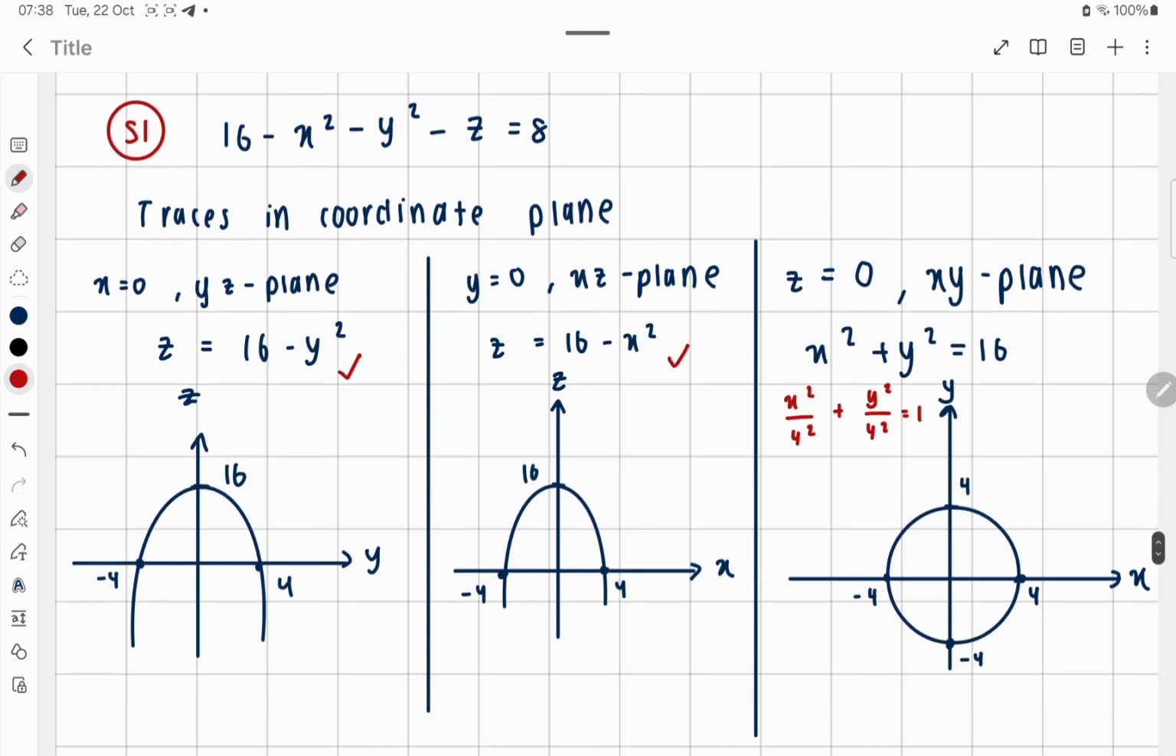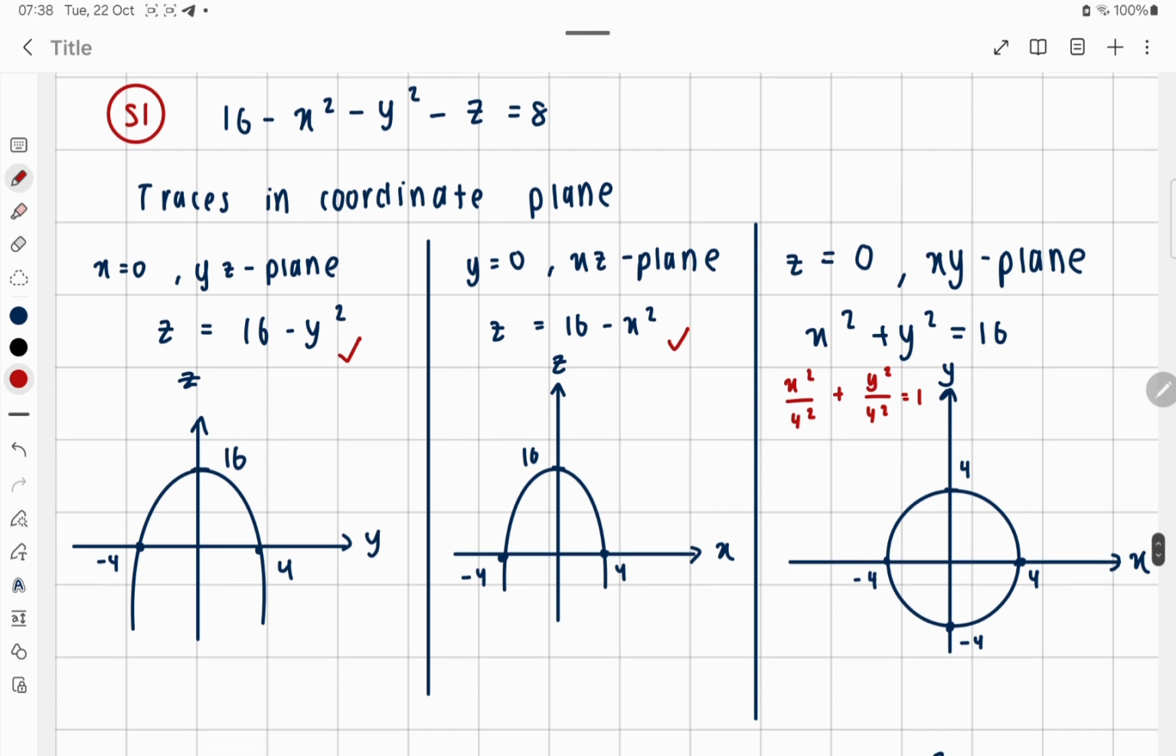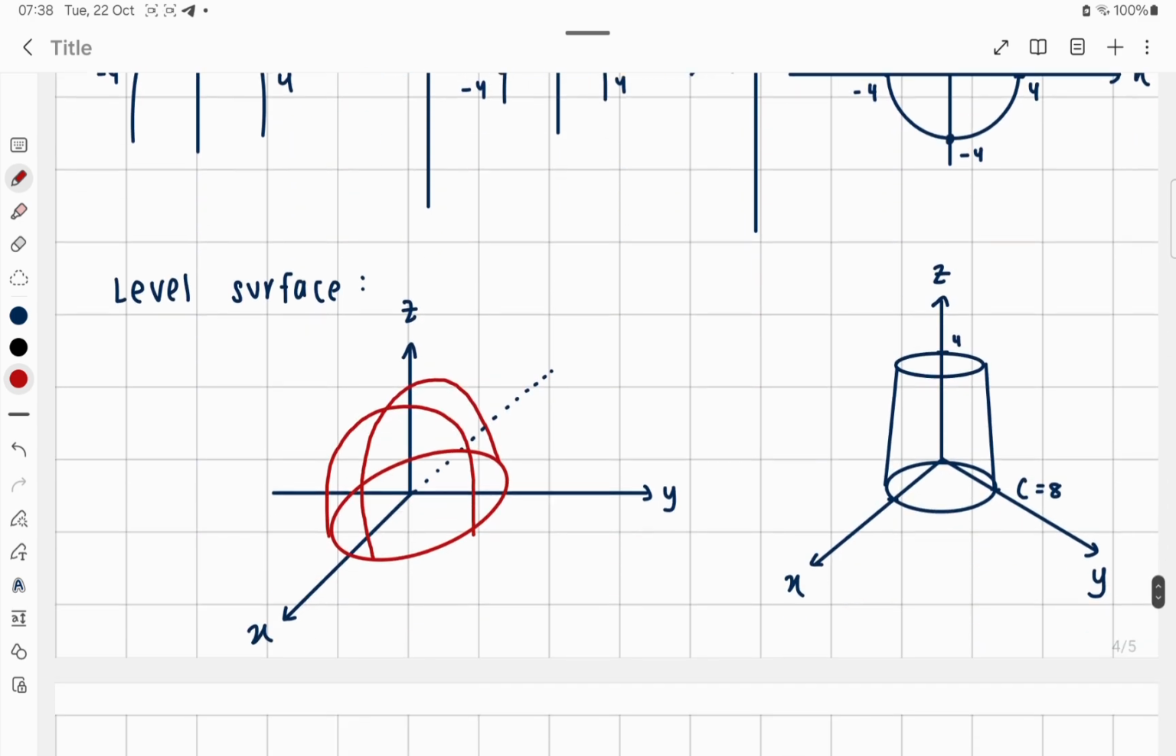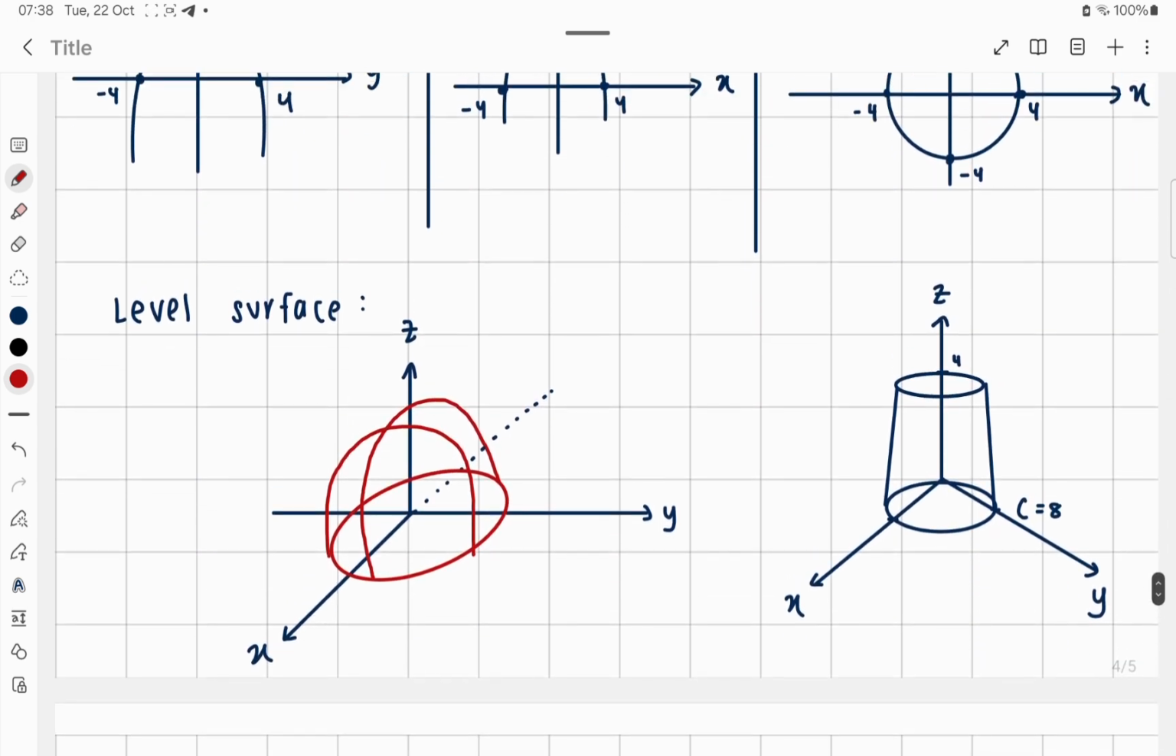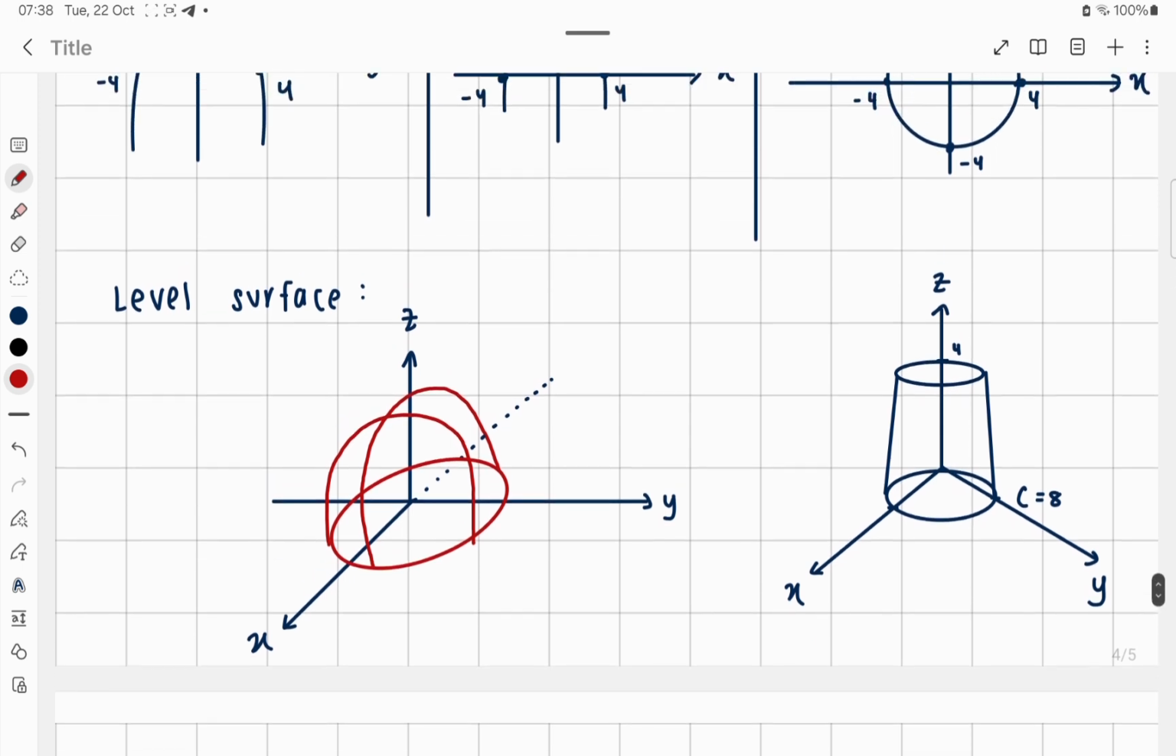And we plot the graph, which will intercept the z-axis at point 16. For the xy plane, we will get an ellipse graph. This is the level surface after combining all the traces above, resulting in a 3D surface.